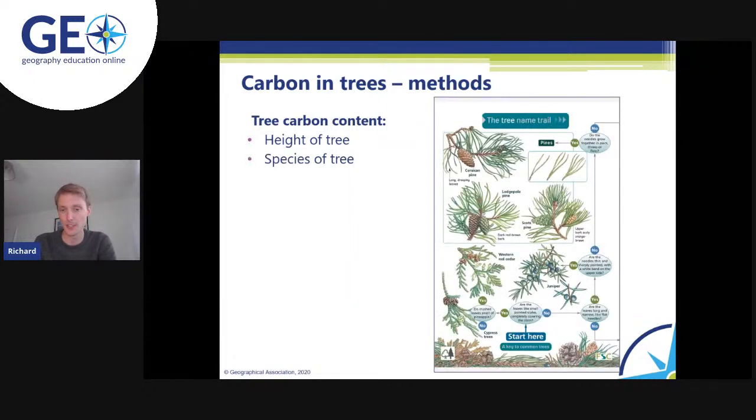The species of the tree is really important because different trees will lock away carbon at different rates. As we mentioned, pine trees will behave differently to deciduous trees. So you can get yourself a useful little tree guide. This is the FOC's tree name trail that allows you to identify trees. I'm sure you could easily find an app that would allow you to identify trees, so that shouldn't be too difficult.